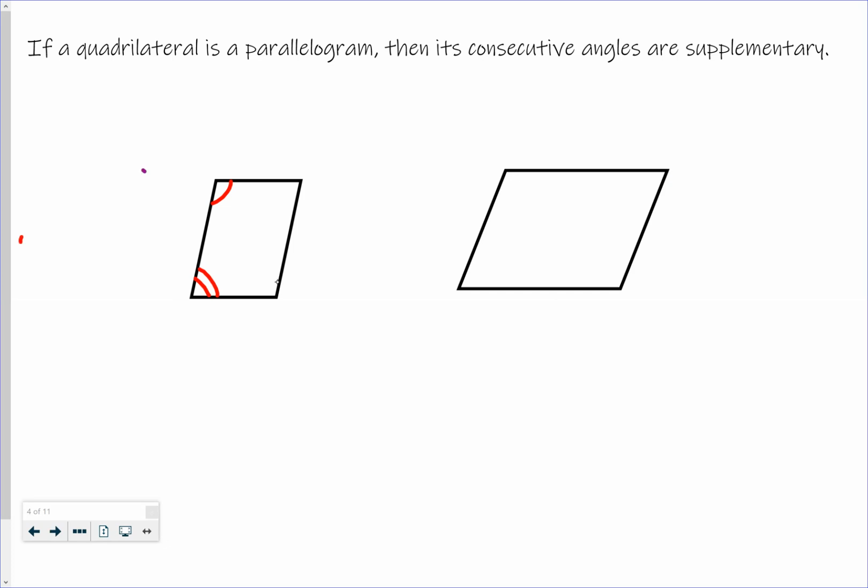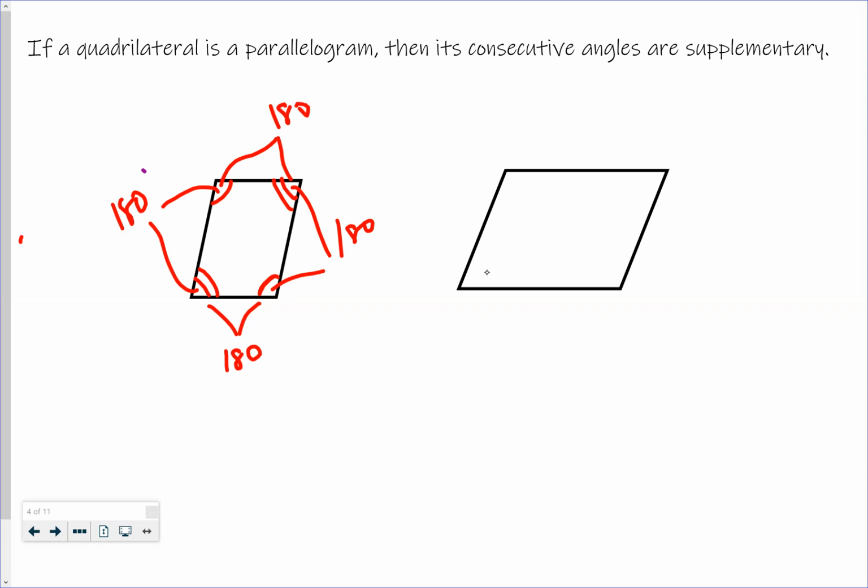But guess what? Same thing would have to be true about these two. This one and this one add to 180. This angle and this angle add to 180. And same thing over here. These two angles have to add up to 180, and these two angles also have to add up to 180.